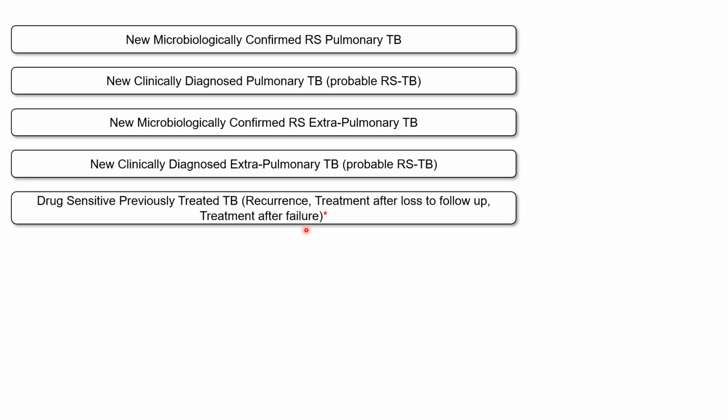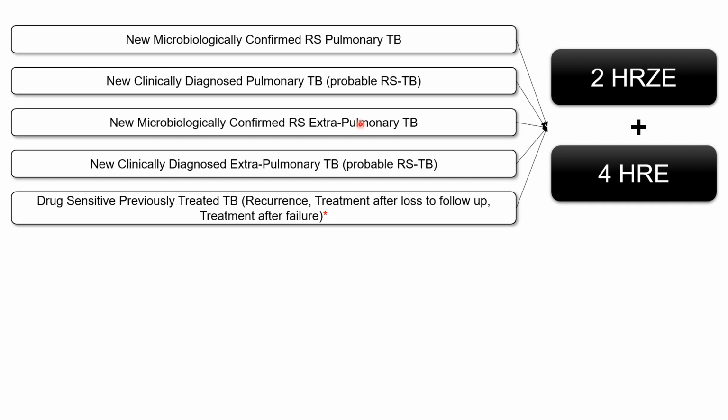So the important thing to remember is that in spite of having all these categories, the treatment remains the same. The golden line of treatment is 2 HRZE plus 4 HRE. That is the treatment for all. It may be pulmonary, microbiologically confirmed, clinically diagnosed, extrapulmonary, or a previously treated case, but all the cases have the same treatment. 2 HRZE plus 4 HRE. What does it mean? 2 months of 4 drug therapy taken daily, 4 months of triple drug therapy taken daily. So the total is 6 months of antitubercular therapy.